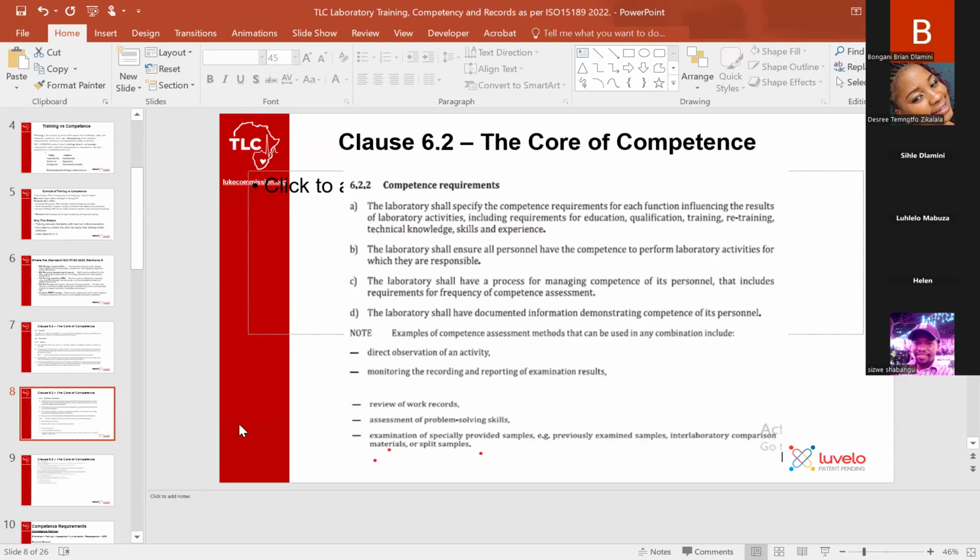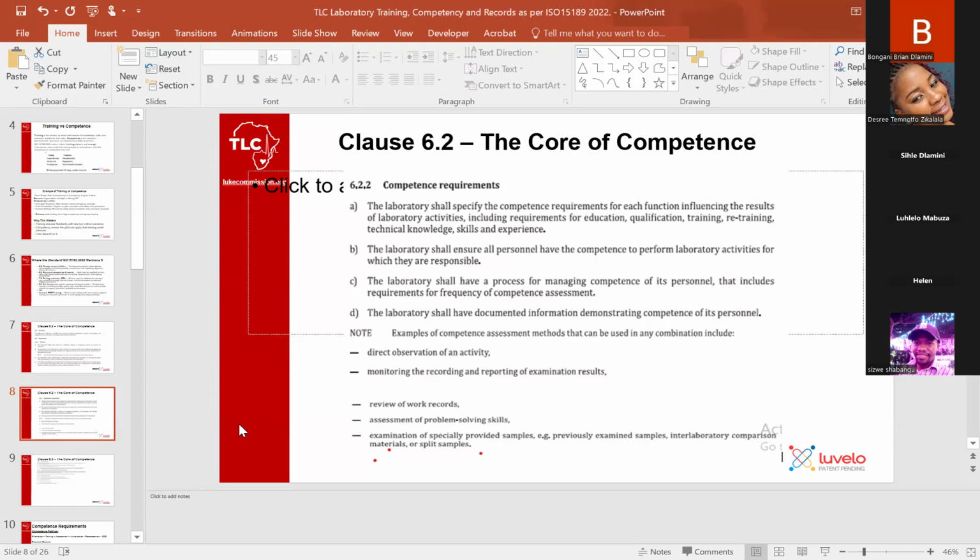The laboratory shall specify the competence requirements for each function influencing the results of laboratory activities, including requirements for education, qualification, training, retraining, technical knowledge, skills, and experience. B, the laboratory shall ensure all personnel have the competence to perform laboratory activities for which they are responsible. C, the laboratory shall have a process for managing competence of its personnel that includes requirements for frequency of competency assessments. D, the laboratory shall have documented information demonstrating competence of its personnel.